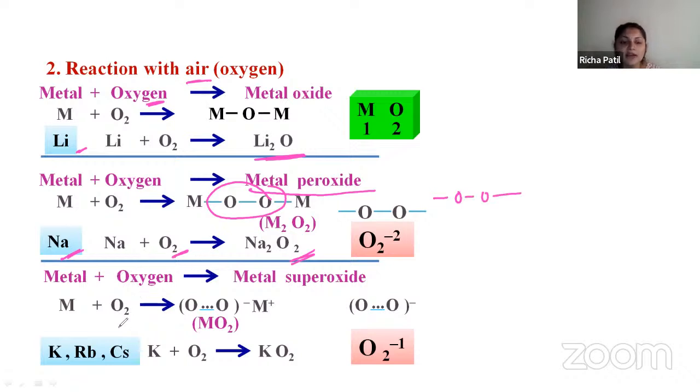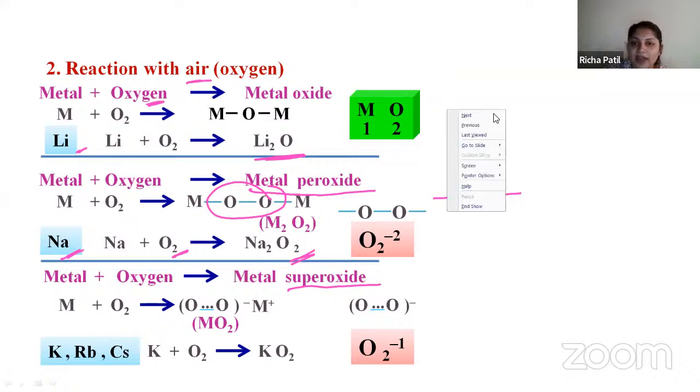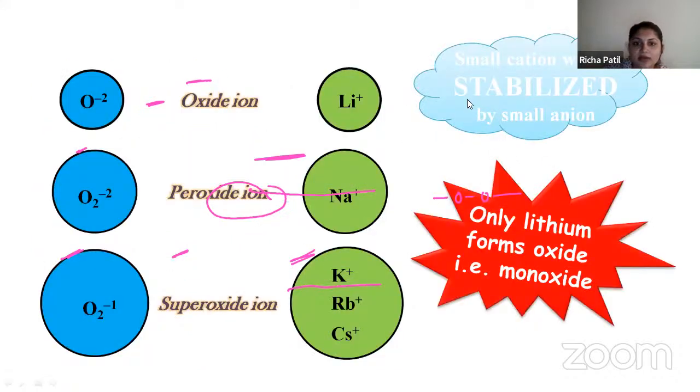Then higher metals like potassium, rubidium, and cesium form superoxides. The example is given for potassium: when potassium reacts with oxygen O2, it gives KO2. So it forms a superoxide. Higher elements form superoxides.